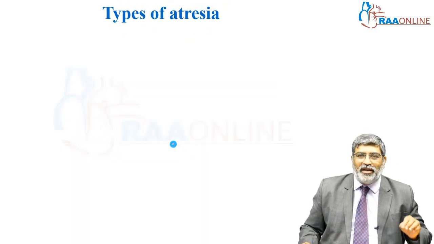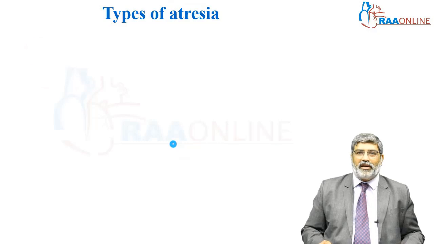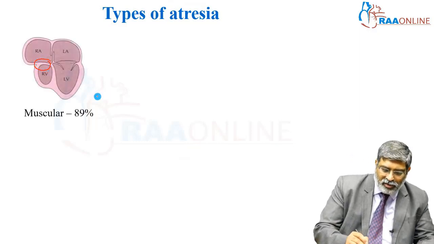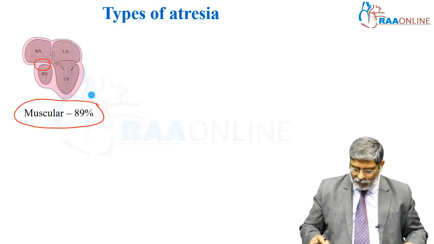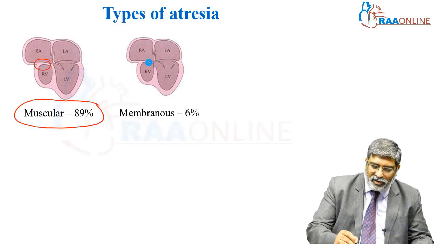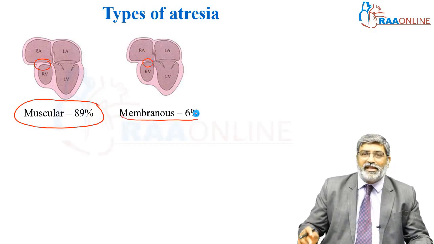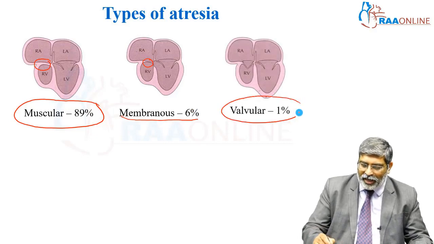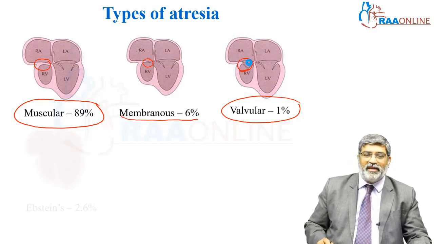Now coming to the types of atresia. There are 6 types of tricuspid atresia. Here it is the muscular type, which is the most common type, accounting for 89% of the cases. Then comes the membranous type of atresia, which accounts for 6% of the cases. Valvular tricuspid atresia accounts for 1% of the cases.